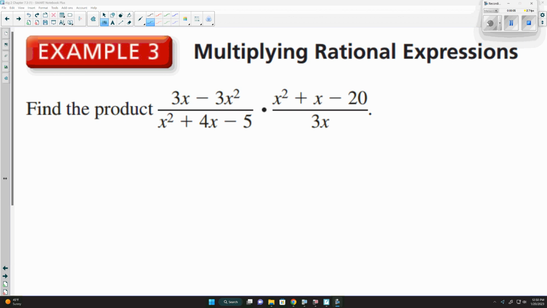Alright guys, so what we're doing today is finishing up 731. This is where we finished off yesterday, because we've done a few with factoring, simplifying, and multiplying yesterday. So what we're doing today is finishing it up.